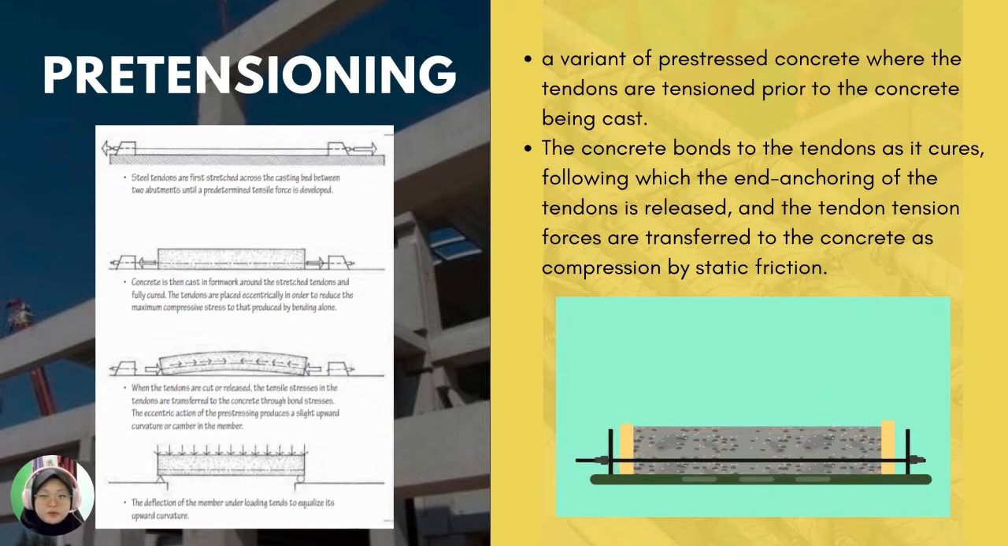The asymmetric action of the pre-stressing produces a slight upward curvature or camber in the member. And the last is, the deflection of the member under loading tends to equalize its upward curvature. So, this video shows an example of pre-tensioning.